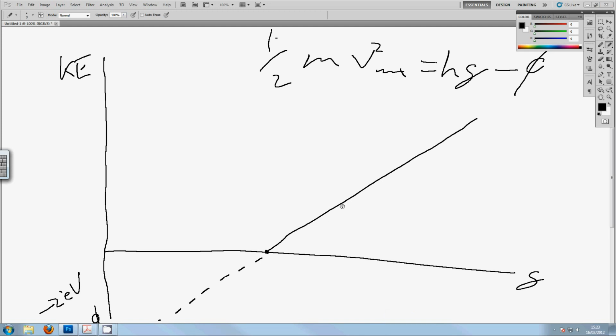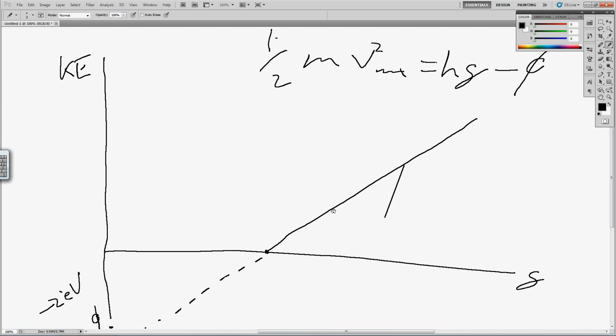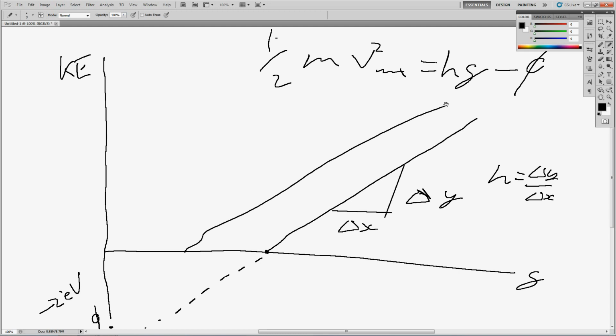And then our gradient, delta y over delta x, is our h. So we can measure the gradient to get Planck's constant, our fundamental constant. We'd expect that to be the same for anything. So if we were to do this with something else, we'd expect the gradient to be exactly the same. The work function might be different, so the y-intercept would be different and the threshold frequency would be different, but this unchanging constant is going to be constant, and so the gradient's going to be the same between different materials.